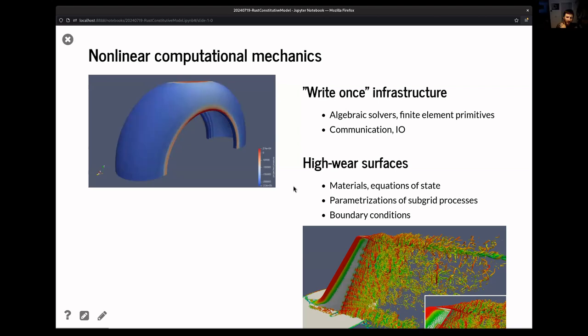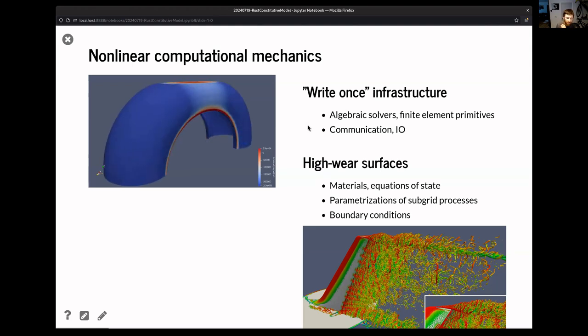At a very high level, you can partition these codes into pieces that we could call write once infrastructure. That's a huge lie. The reality is that there's ongoing active research in all of these topics. But it's at least not material specific. And usually that stuff is written by people with a little bit more computer science background, or at least experience and interest. But then there's these, what I'll call high-wear surfaces.